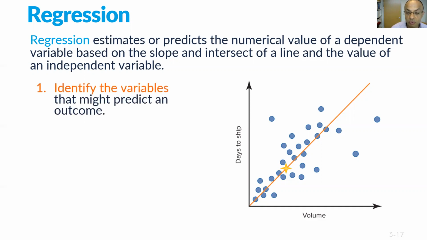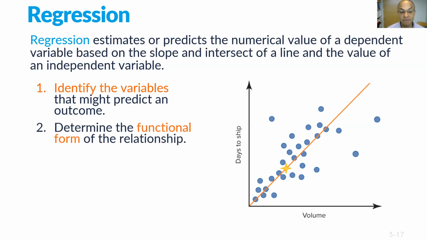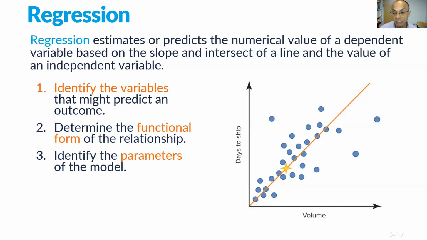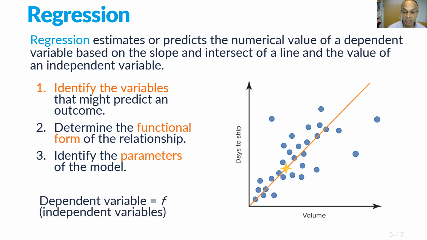So how do we do that? First of all, we need to identify the variable that might predict an outcome. So we need to know, is it volume? Is it price? Is it distance? So we need to identify the variable. Then we determine the functional form of the relationship. Is it linear or non-linear? And number three, we need to identify the parameters of the model. And then we come up with the model.